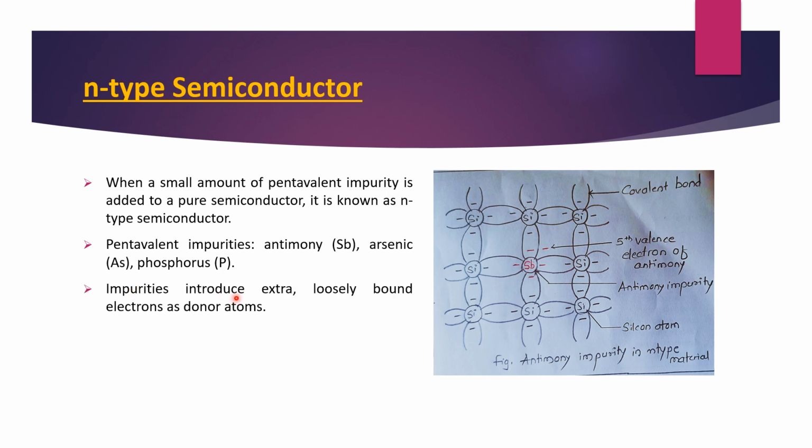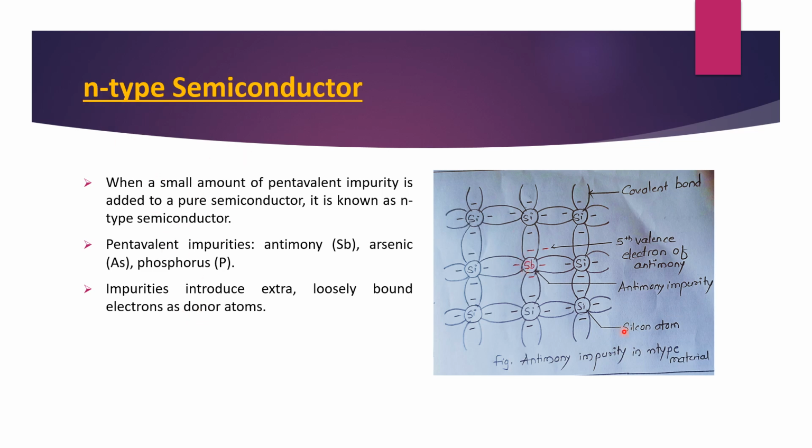So the impurity introduces extra loosely bound electrons as donor atoms. In order to remember, I will give you a trick. N means electrons, P means holes, positive. So when we are adding the impurity, it is creating a number of electrons.